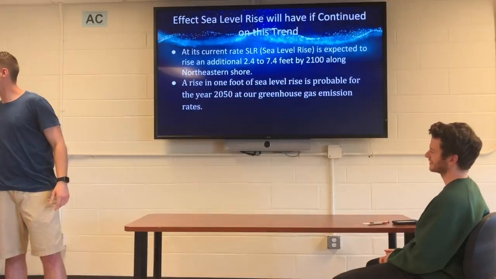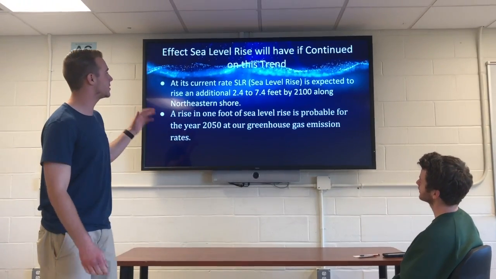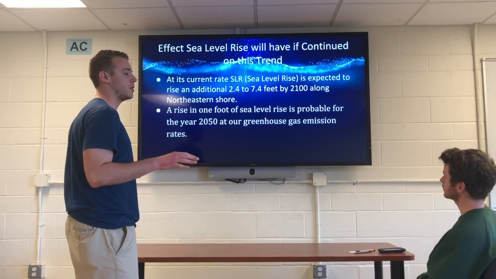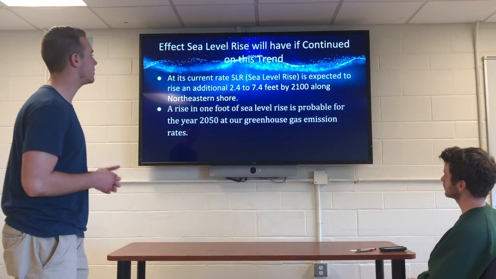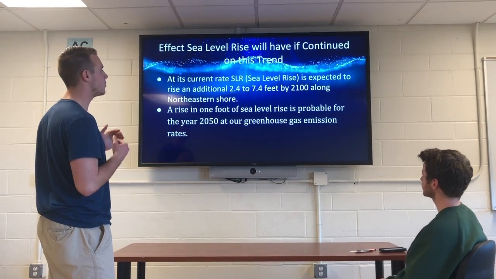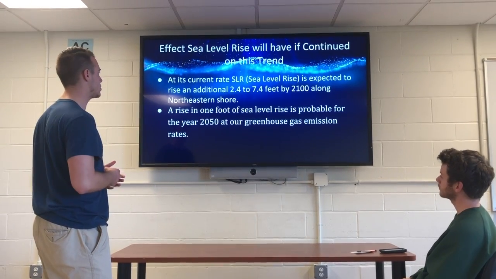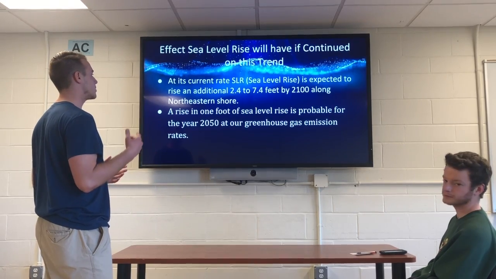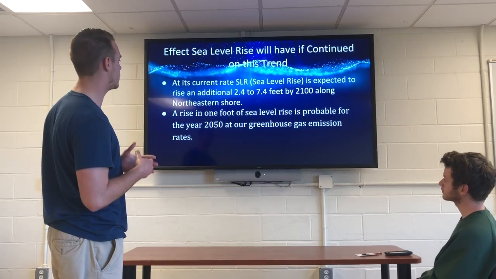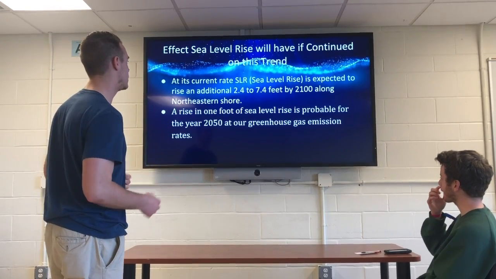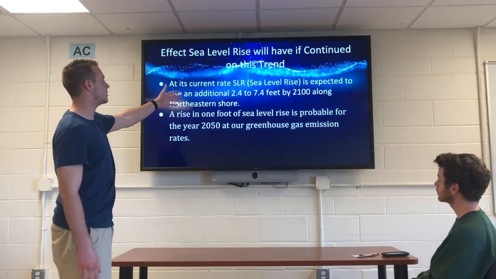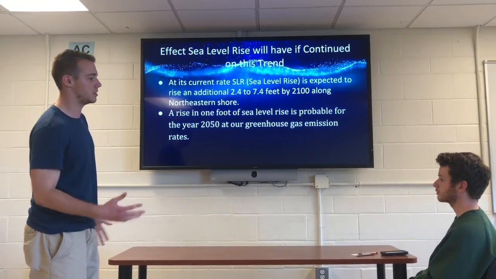It might be. So the effect of sea level rise, if we continue on this trend, meaning business as usual, if we do nothing about our current problem. At its current rate, sea level rise is expected to rise an additional 2.4 to 7.4 feet by 2100 along the northeastern shore. A rise in 1 foot of sea level rise is probable for the year 2050 at our greenhouse gas emission rates. So as I said, it's if we do nothing, and this is a range, the lowest to what it could potentially be by the end of the century.